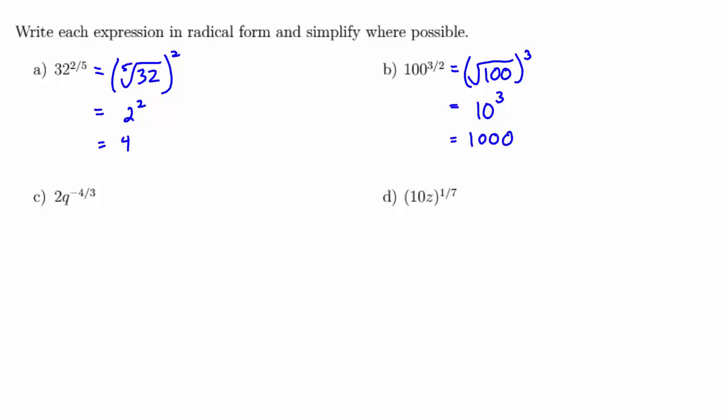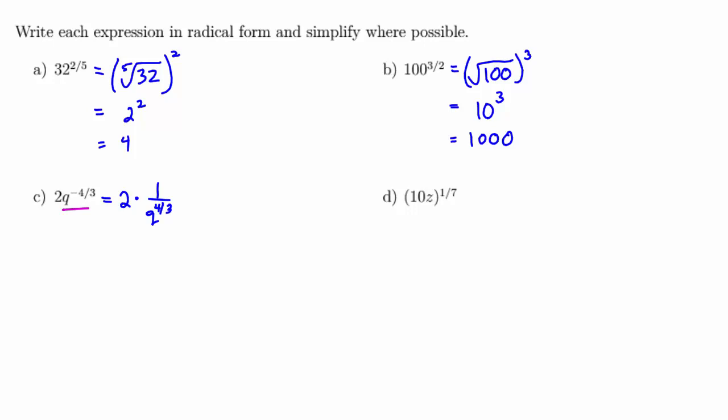In these last two, we have variables. We have 2q raised to the -4/3. Again, notice here that only q is raised to that -4/3 power. The 2 is not attached to that exponent. So we can turn this into 2 times 1 over q to the 4/3.